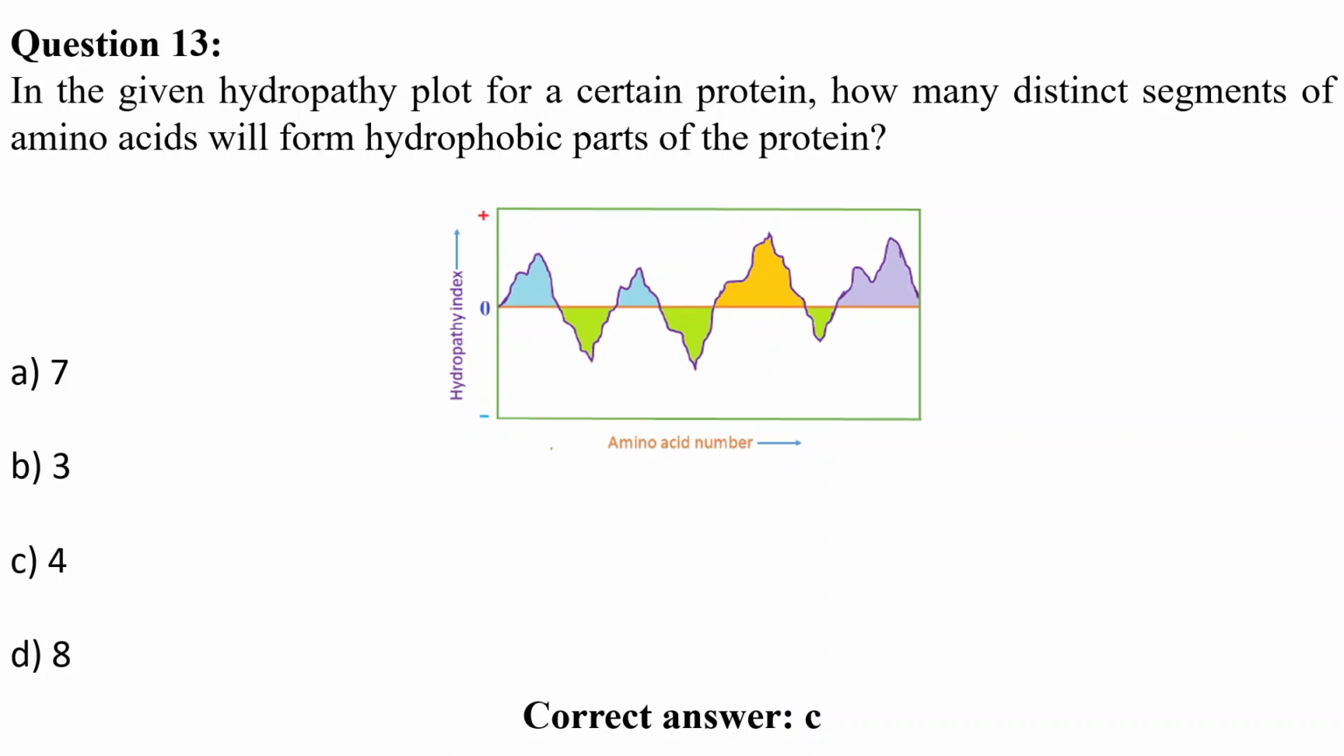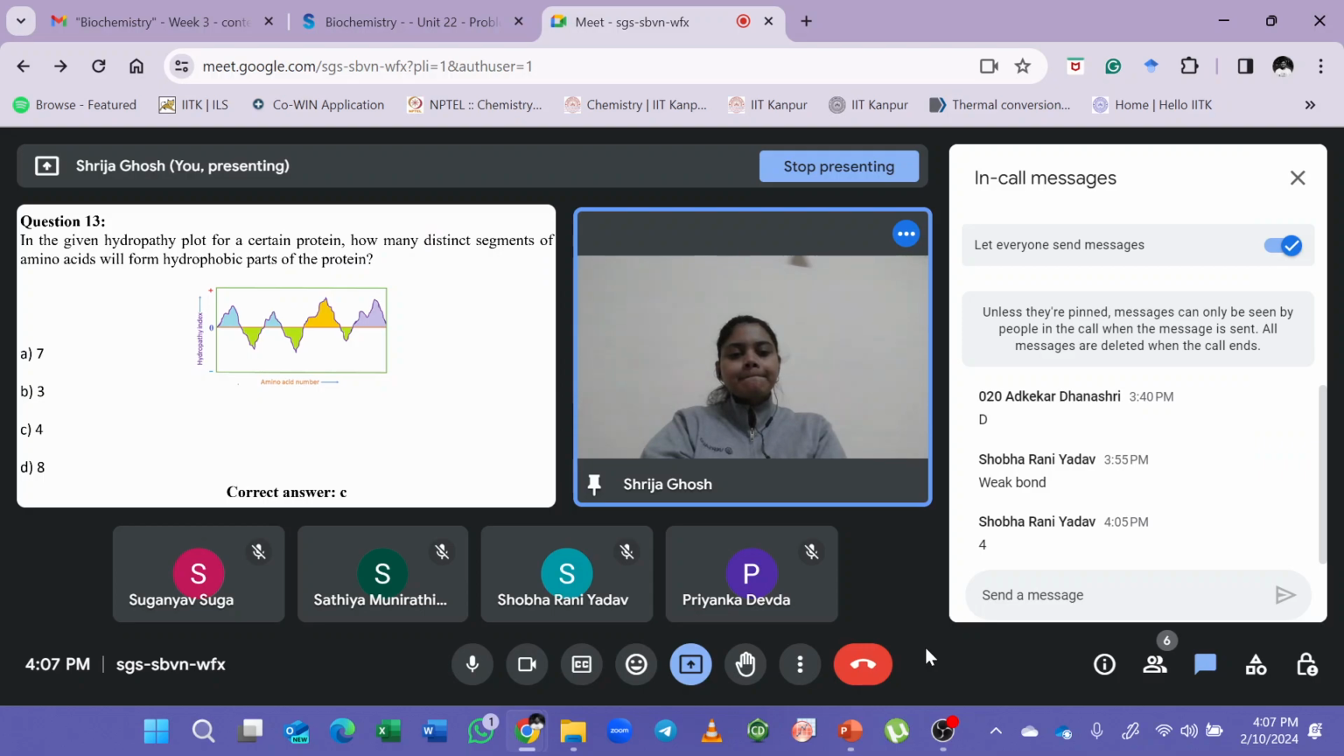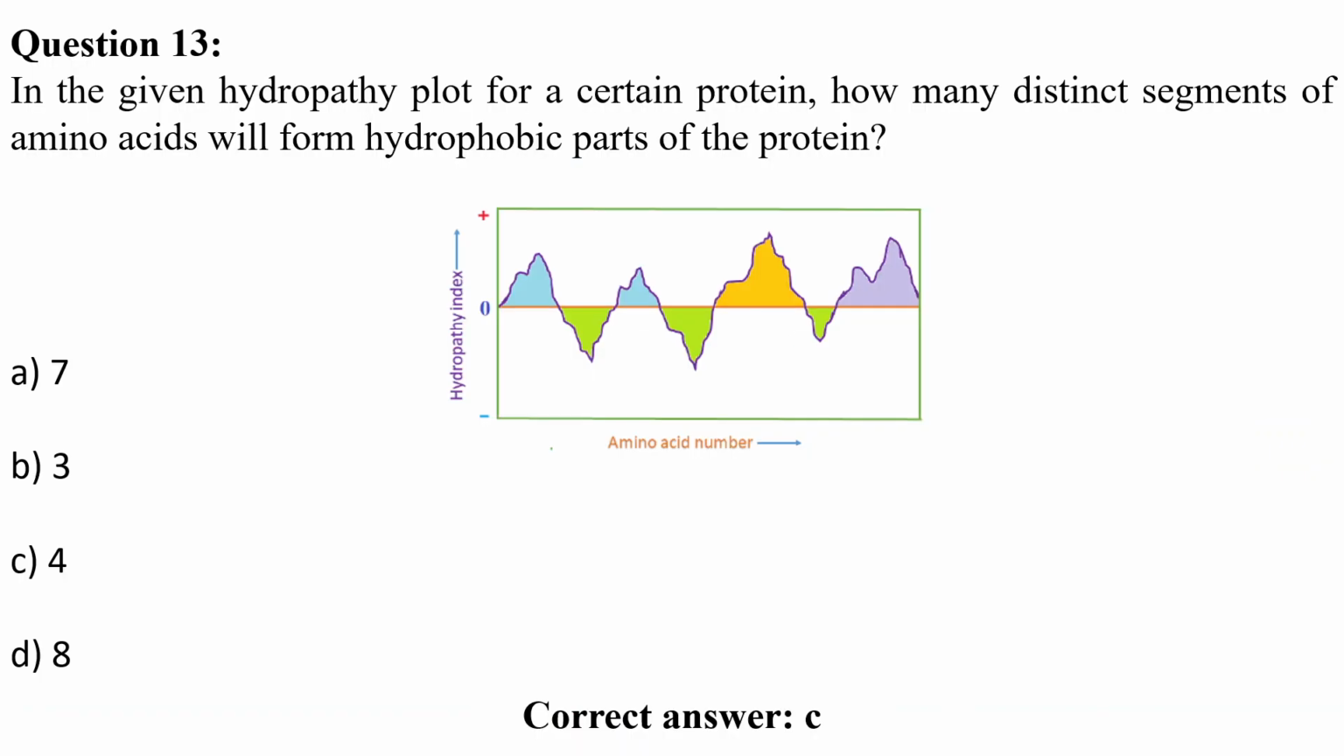Okay, hydropathy plot is actually a very important method to determine how many regions of the protein are hydrophobic and how many regions are hydrophilic. After doing the hydropathy plot analysis, you can determine, okay, these many sections are hydrophobic, so they are buried inside the protein. If it's a globular protein, it is in the core of the protein, or if it's a membrane protein, it is in the outer layer of the protein. Those kinds of information can be gained by such plots. Okay, any doubt? I hope this is clear.